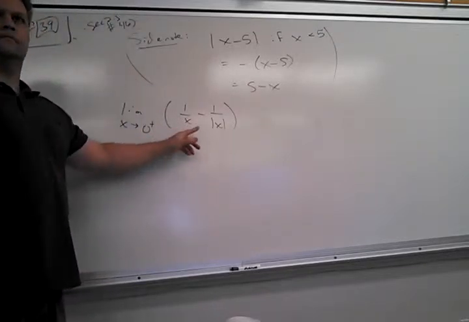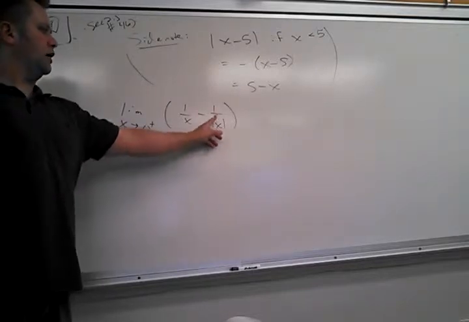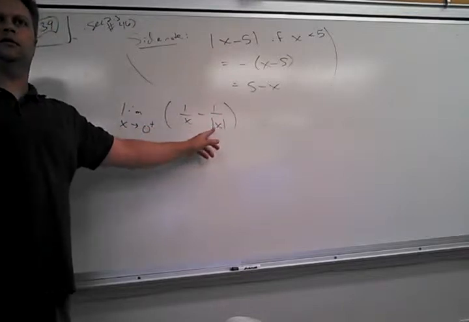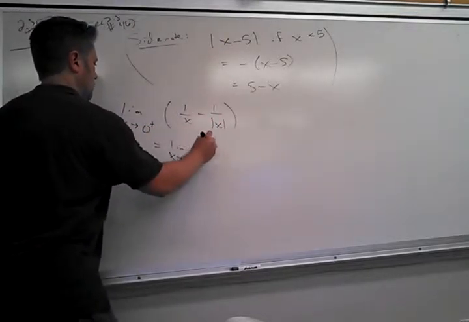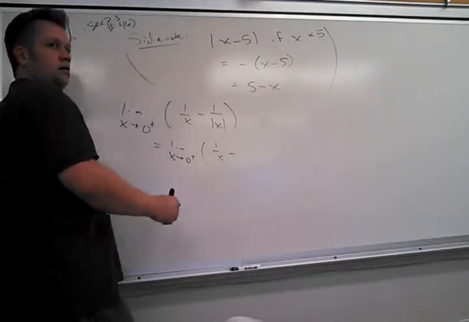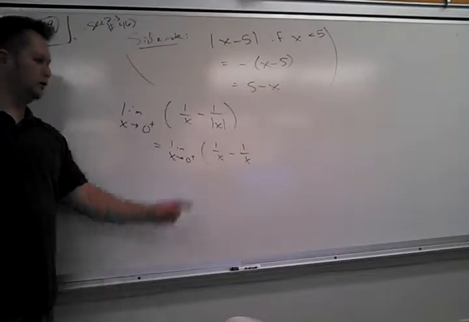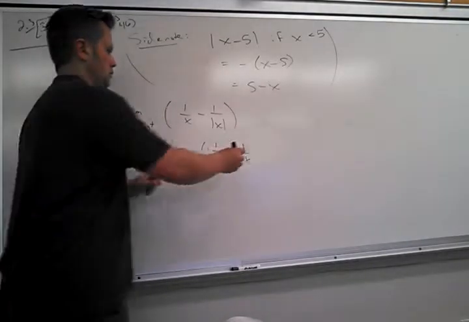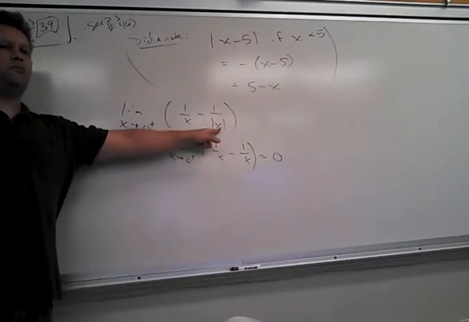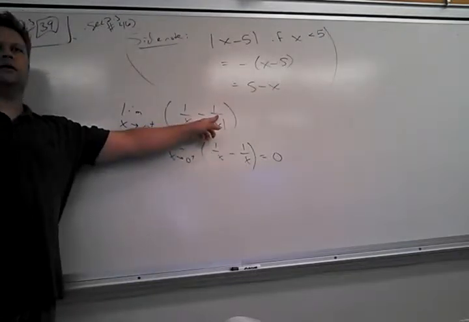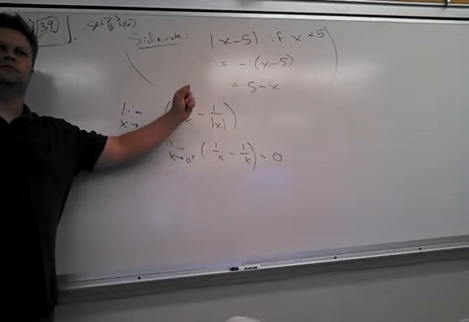But as x goes to 0 from above, what kind of numbers am I putting in here? Positive. So what's another way to write that then? 1 over x. Because the absolute value won't do a damn thing to you if you're positive. And what's 1 over x minus 1 over x? Yeah, so that limit is 0. For every x above 0, these will always be the same. So they will always cancel each other out.